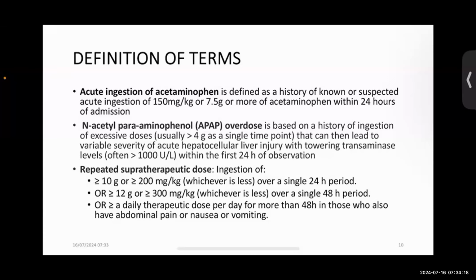Okay, 1 minute left. So then the paracetamol overdose are those that will take greater than 4 grams at one single point, that will now present with all these signs of liver injury. So I've initially talked about the repeated supratherapeutic dosing.